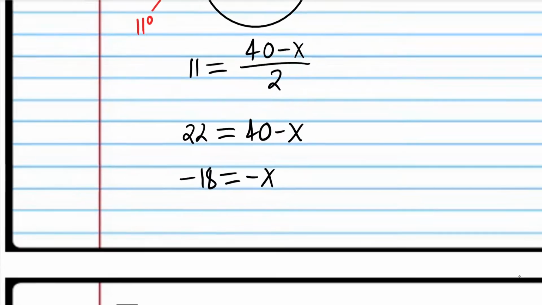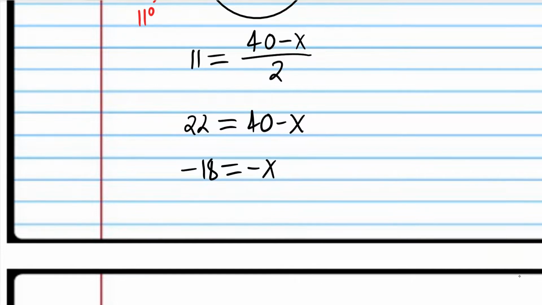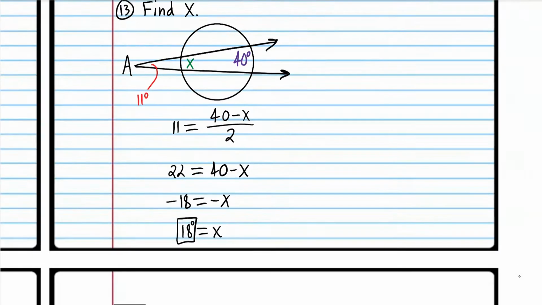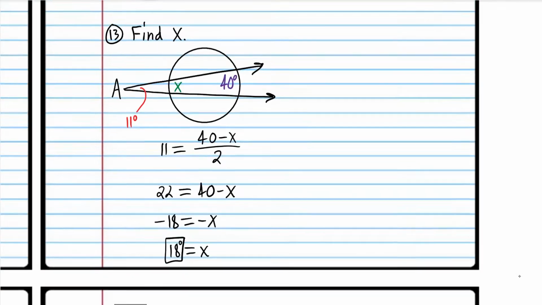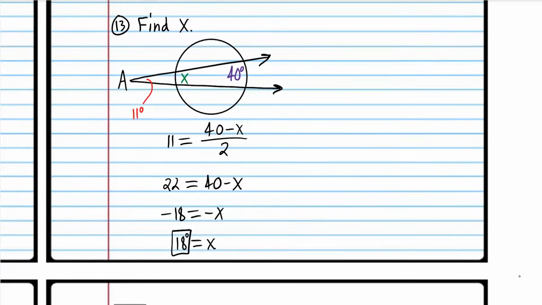And we found negative x, but we don't want negative x, we want x. So multiply both sides by -1, and we get x is equal to 18 degrees. You can rectangle the whole thing or just rectangle the number. Doesn't really matter. So if you got that answer, good job.